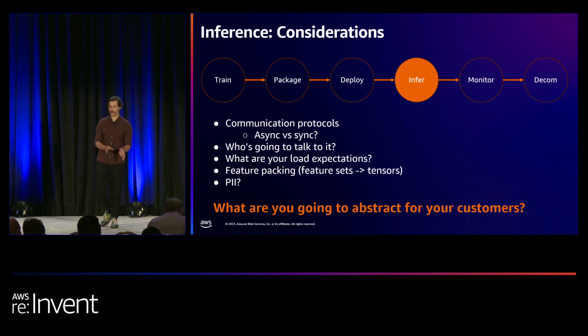Some of the things you might be thinking about if you're going to talk to a machine learning model is how are you going to talk to it? Are you going to talk to it asynchronously? Are you going to publish an event, take it off the event queue, do an inference, and put it back on? Or are you going to talk to it synchronously, directly? Like, are you going to send a gRPC request, say, hey, give me an inference, and get it back?